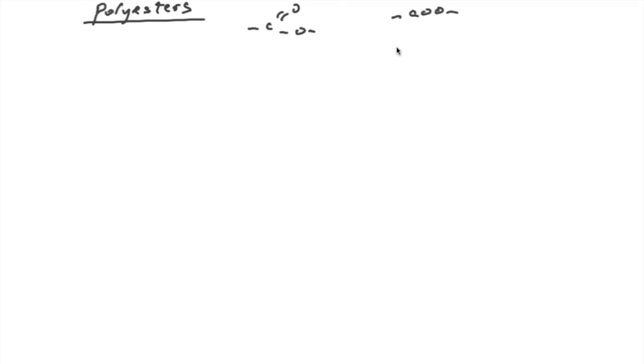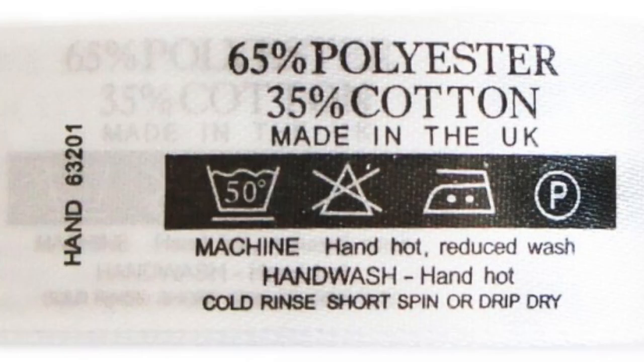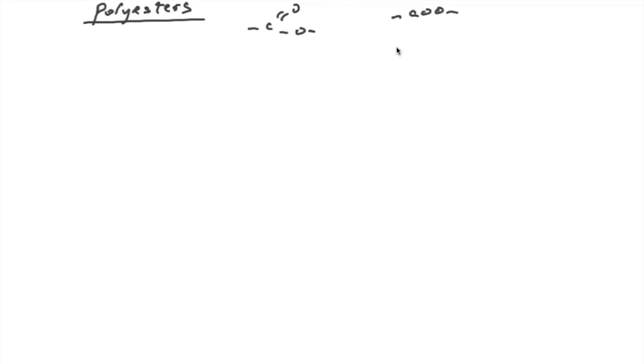All right. So polyesters are synthetic fibers and they're made as imitations of natural materials like wool and cotton. So if you check the tags of some of your items of clothing, you'll see 65% polyester, 35% cotton, and so on and so forth. So how does this work?